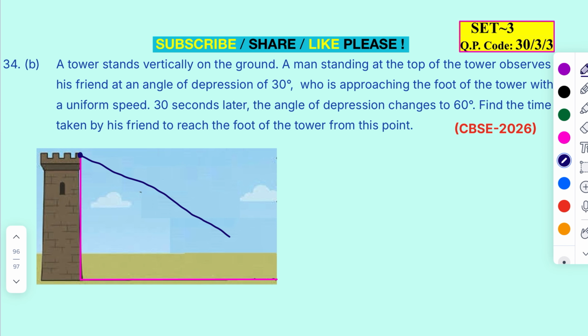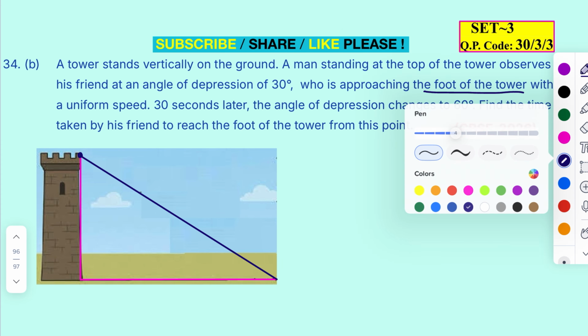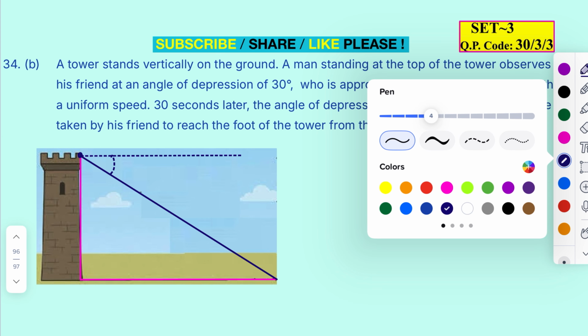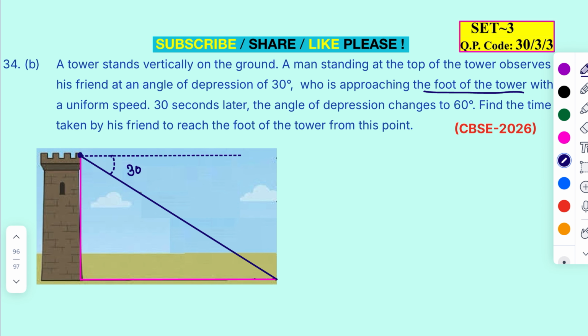He observes his friend at an angle of depression of 30 degree, who is approaching the foot of the tower with a uniform speed. That means, when we are talking about angle of depression, the angle of depression is this one, which is 30 degree. So this angle will also be equal to 30 degree.